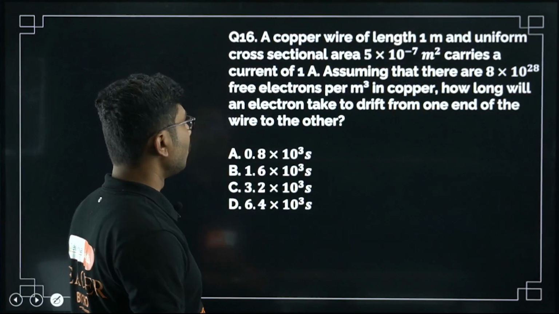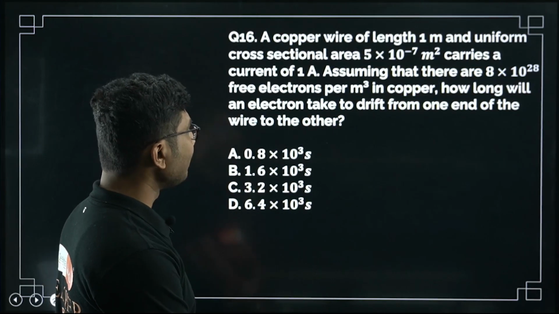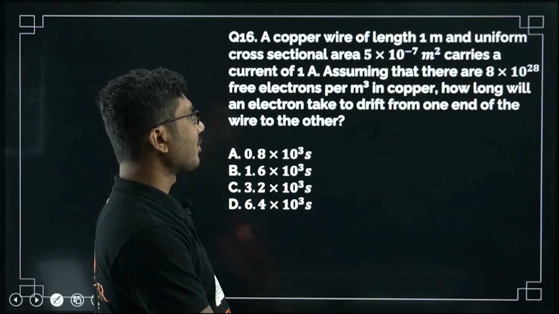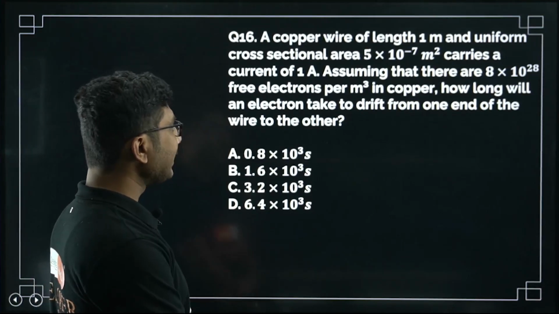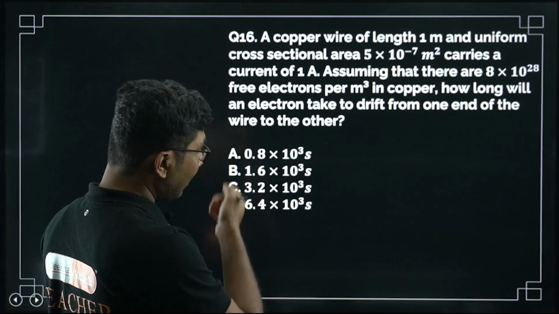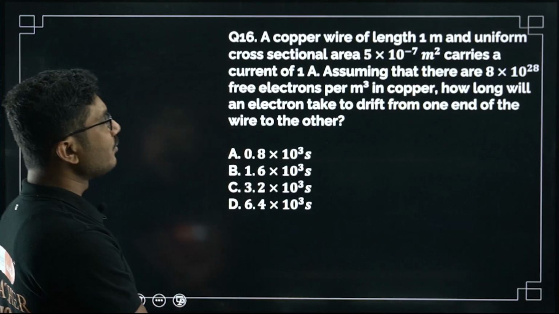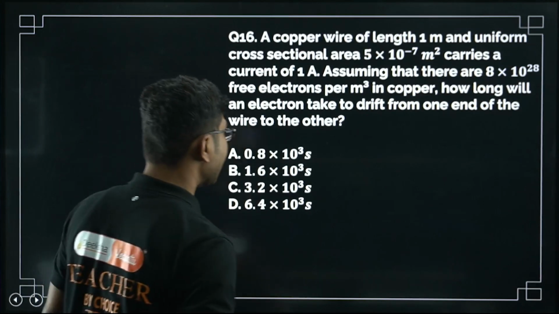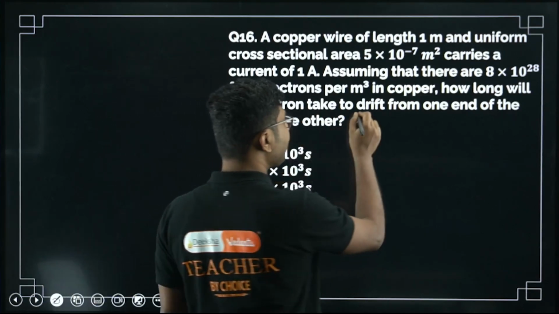Now we have slowly moved on to the current electricity chapter. A copper wire of length 1 meter and uniform cross-sectional area 5 times 10 to the power of minus 7 meter square carries a current of 1 ampere. Assuming that there are 8 times 10 to the power of 28 free electrons per unit volume, obviously per meter cube, in copper, how long does an electron take to drift from one end of the wire to the other side? So this is a drift velocity question. Drift means drift velocity.